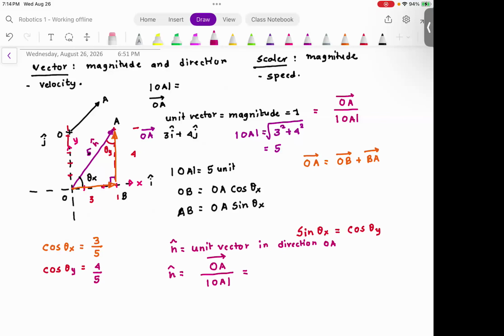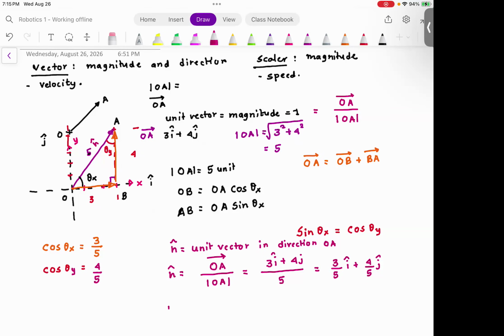So I'm going to write OA. As you know, OA is 3i plus 4j, divided by the magnitude of OA, which we already know is 5. And I want you to note, this attains the form 3 by 5 i plus 4 by 5 j. Do you agree with me that 3 by 5 is nothing but cosine theta x?